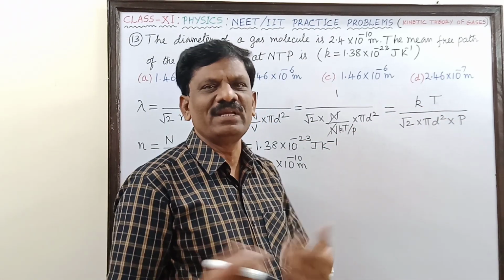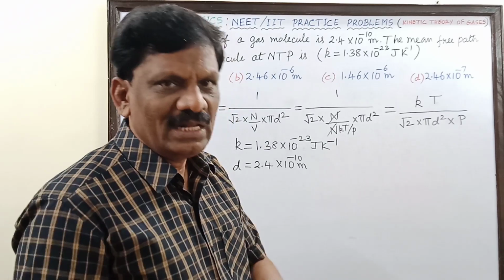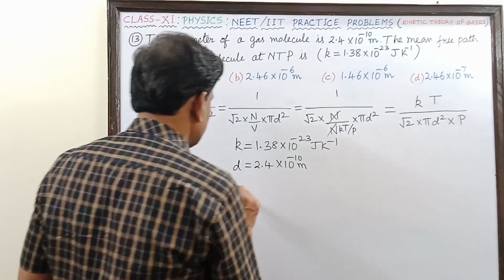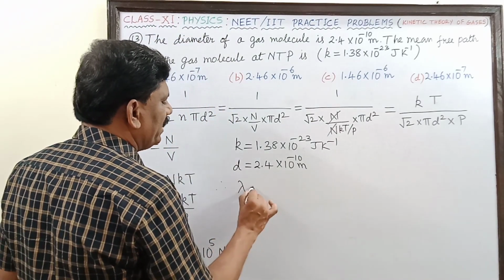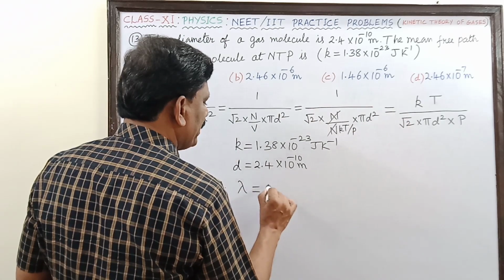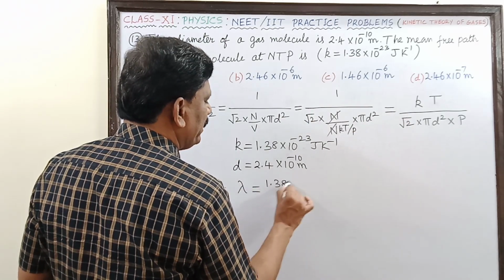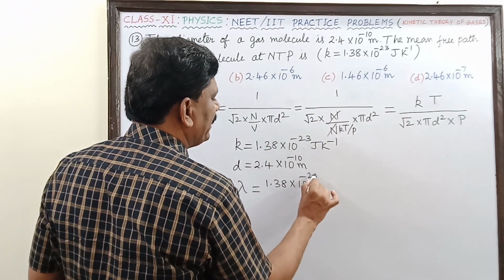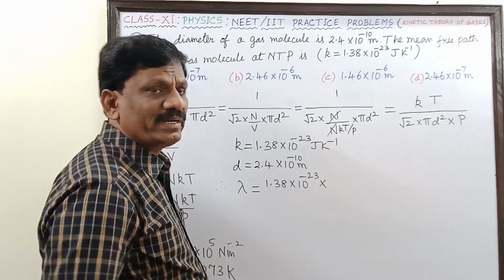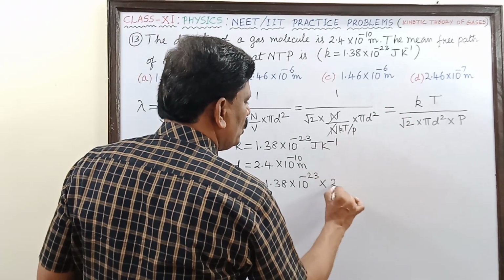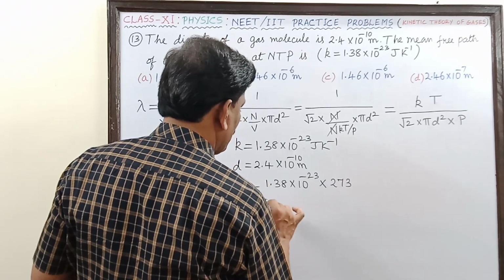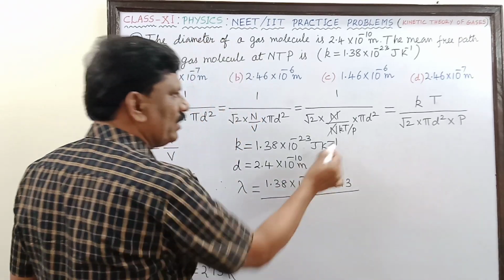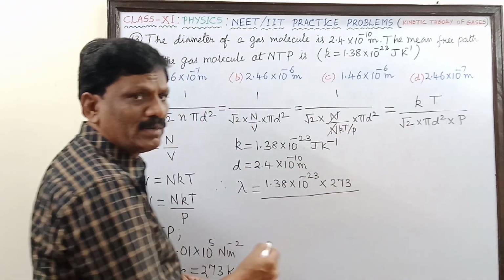We have to substitute and use the calculator and do the calculation, that's all. So now lambda is equal to K, which is 1.38 × 10^-23, into temperature T, 273 K, divided by square root of 2. Square root of 2 is what?